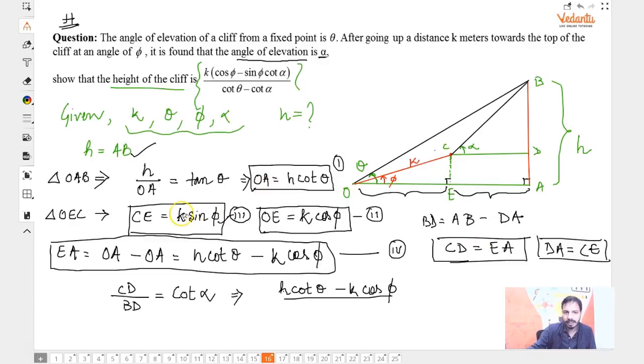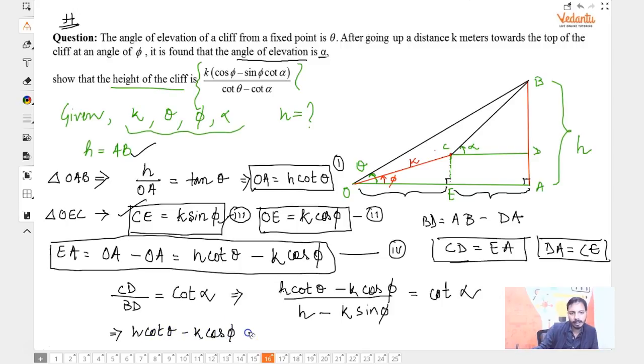DA, did I find it? Yeah, DA is CE. So I can write this as AB, that is height, minus DA, which is equal to CE, which is equal to K sine phi. And this is equal to cot of alpha. Now if you see here what happens, I take this on the right hand side, so it becomes H cot theta minus K cos phi is equal to H cot alpha minus K cot alpha sine of theta. Fine. Okay, this should be fine.